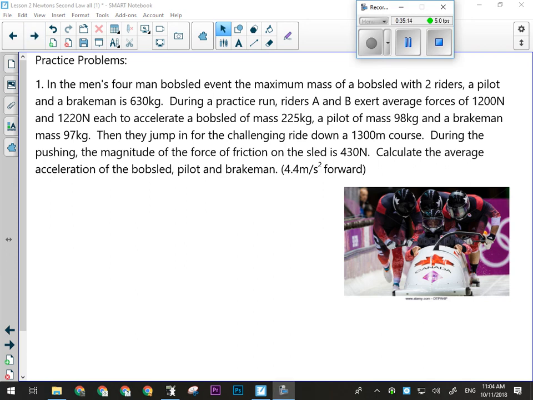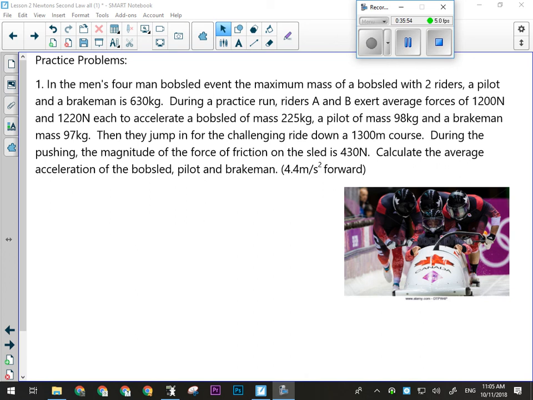So there's extraneous information in this question. The first sentence is completely useless. It only serves to confuse you and give you a piece of information you should not use. It says in here that the maximum mass of the bobsled with 2 riders, a pilot, and a brakeman is 630 kilograms. Then it goes on to tell you that in this question, the 2 guys are still outside pushing. Only the pilot and the brakeman are in the sled. So the mass is not 630 kilograms in this situation because the 2 guys pushing are not in the sled yet. That's where you have to really read a question carefully.